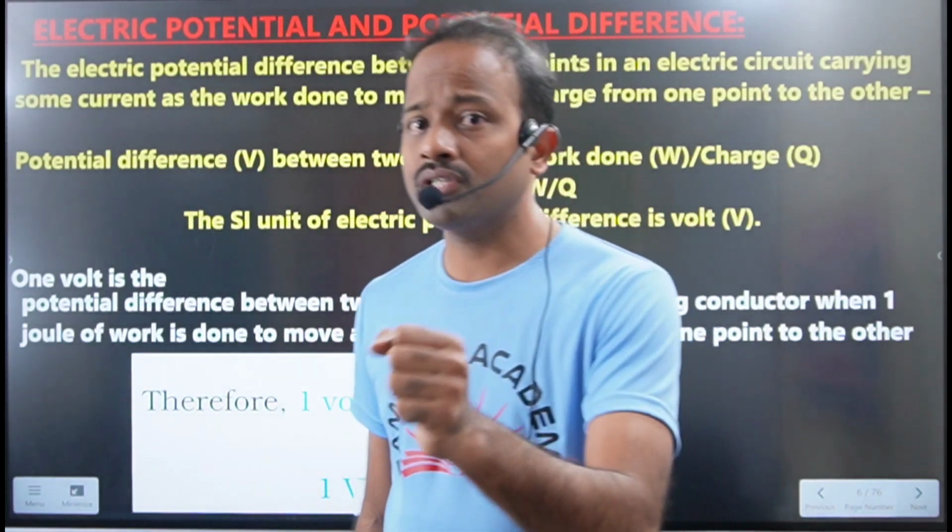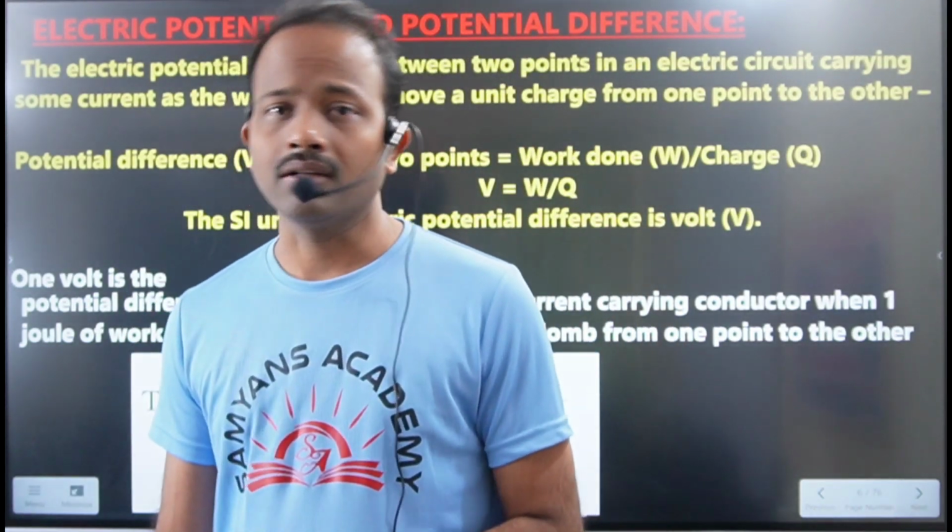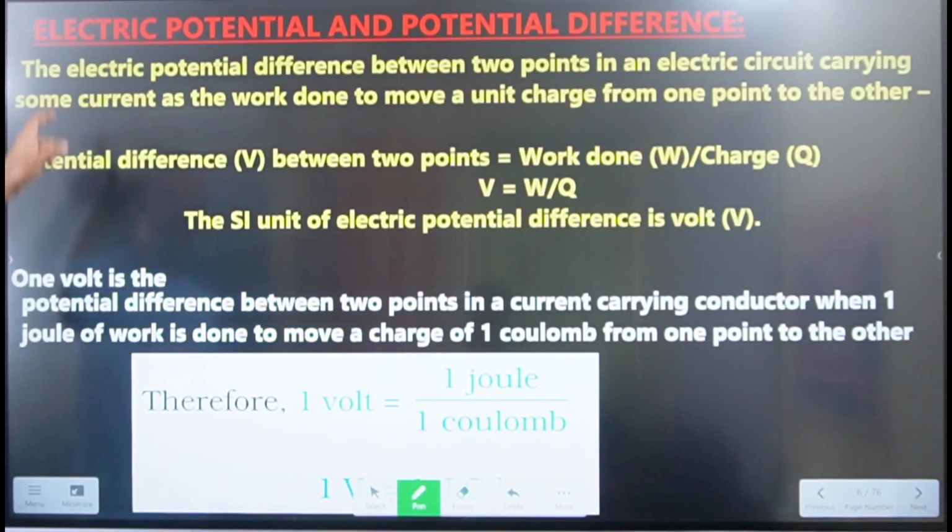Then charge is flowing from one place to another place, and that is what we call electric potential.